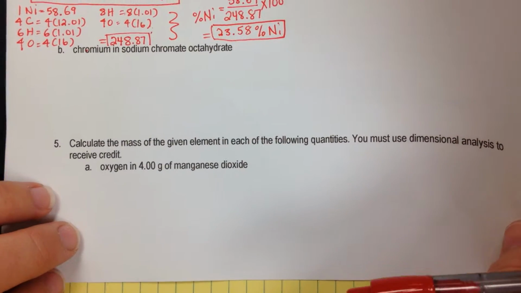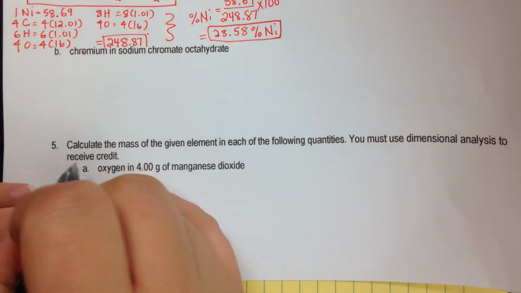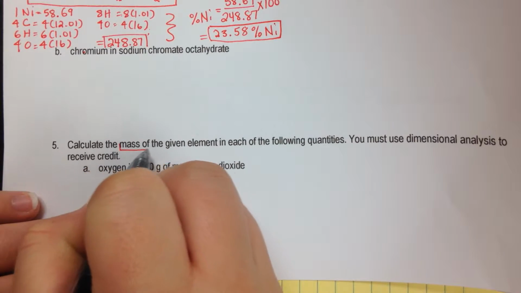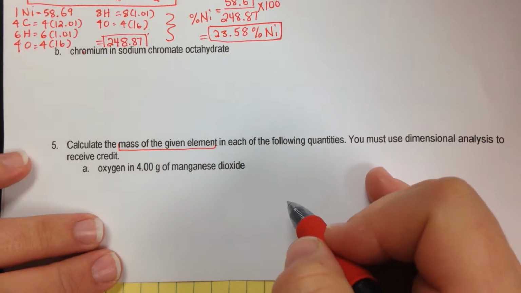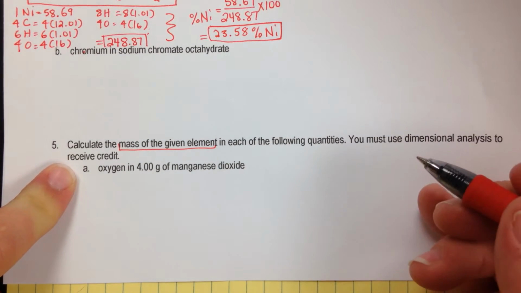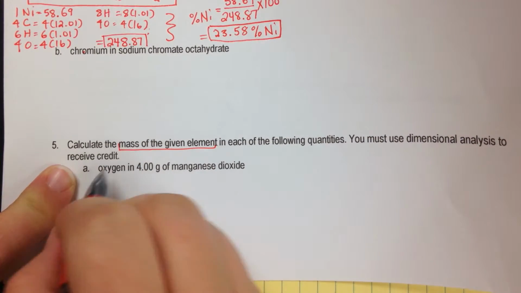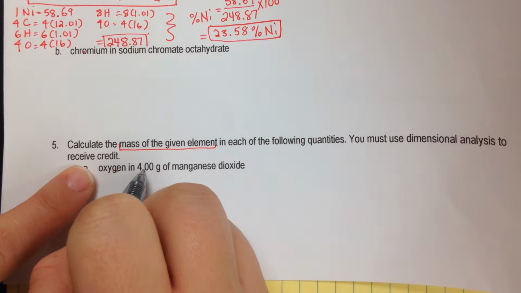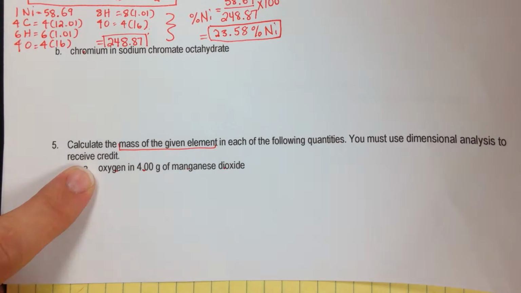Okay, last but not least, the hardest ones. It says calculate the mass of the given element in each of the following quantities. You must use dimensional analysis to receive credit. So this is a multi-step process. We want to know the mass of oxygen in 4 grams of manganese dioxide.